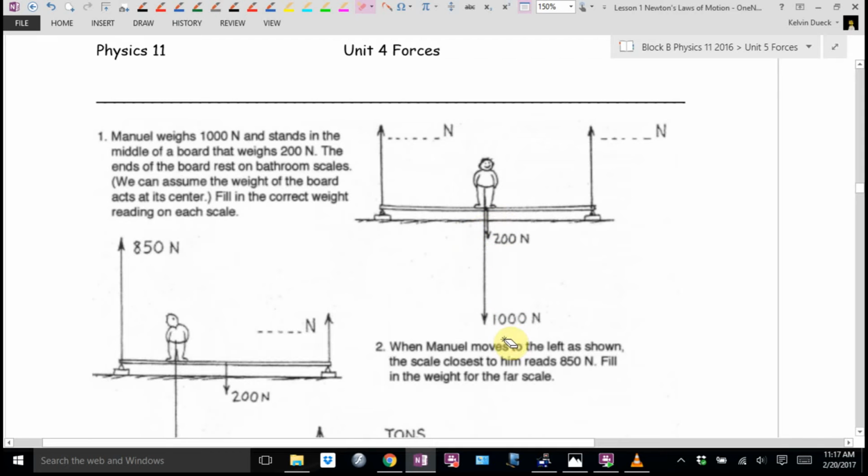What's the total force down? Add it in your head. 1,200. Is Manuel sinking into the ground like quicksand? Say no. Is he flying into you like Superman? Say no. That means the forces must be, I'm looking for a word that begins with the letter B, balanced. How much must each scale be pushing up at? No, that'd be 2,400. Sorry, how much? 600 apiece. My forces are now balanced. How do I know they're balanced? Because I'm not sinking into the ground like quicksand, and I'm not flying into the air like Superman. I'm not accelerating.